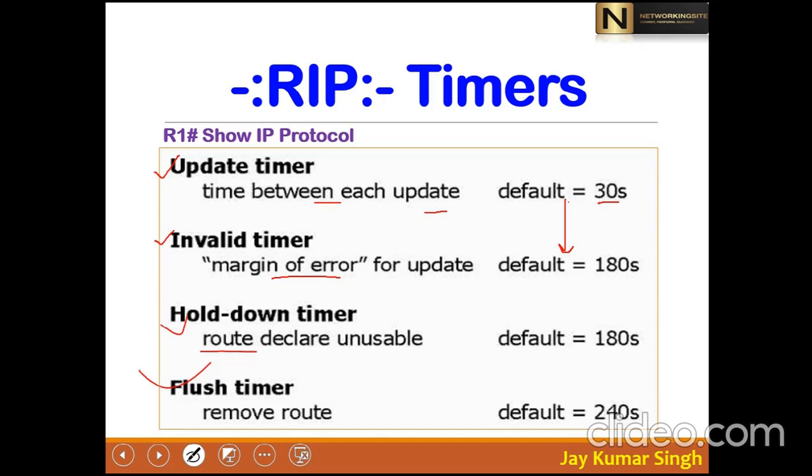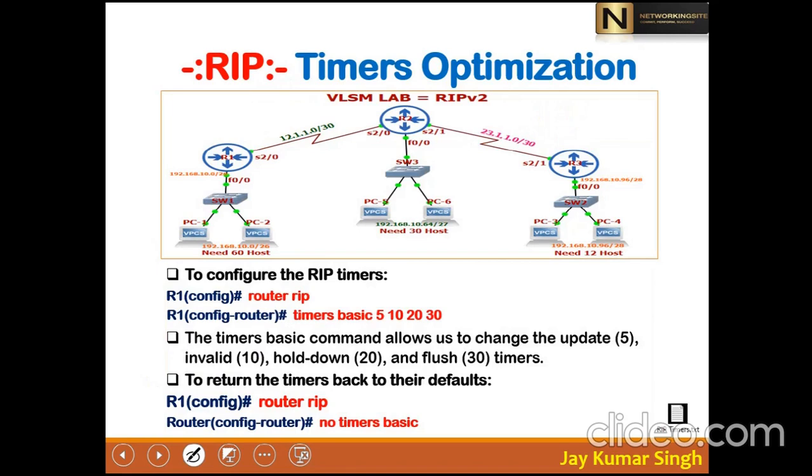But these timers are very long. The timers we are talking about here, you have to wait at least 3 minutes for the network to be flushed, meaning removed from your routing table. In other routing protocols like EIGRP and OSPF, those are much faster. But if you want to make these timers faster, there are some timing changes you can make to optimize the RIP timers. So let's optimize the RIP timers.